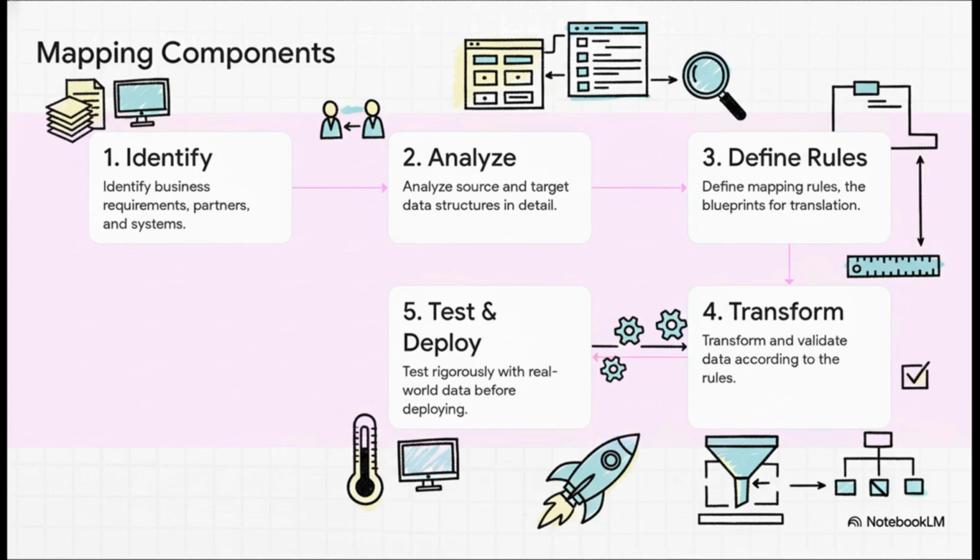Step 3, you define the mapping rules. This is the actual blueprint for the translation. Step 4, the system does its thing. It transforms and validates the data based on your rules. And finally, step 5, you test, and test again with real data before you go live.